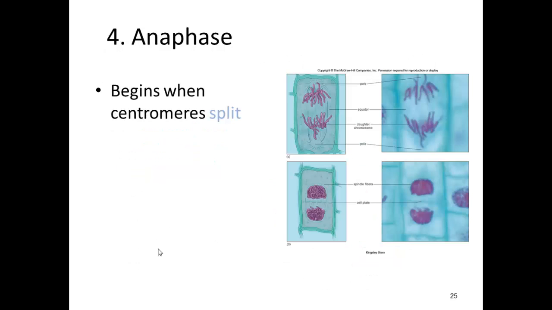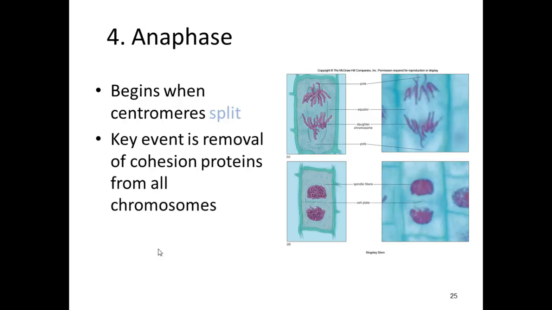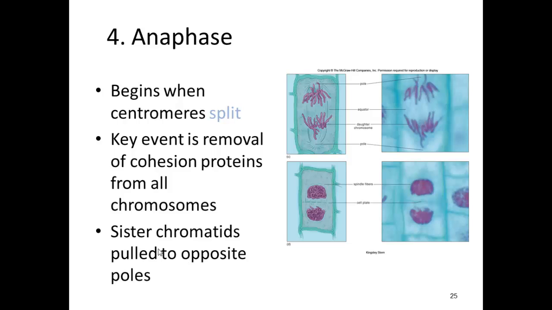Anaphase is the third, not fourth, stage, and this begins when the centromeres split, so the chromosomes split. The key event is the removal of cohesion proteins, which are holding them together, from all the chromosomes, and now they are separating and moving to opposite ends of the cell. You get one of each, and those sister chromatids, which were originally on one chromosome, are now split into two.